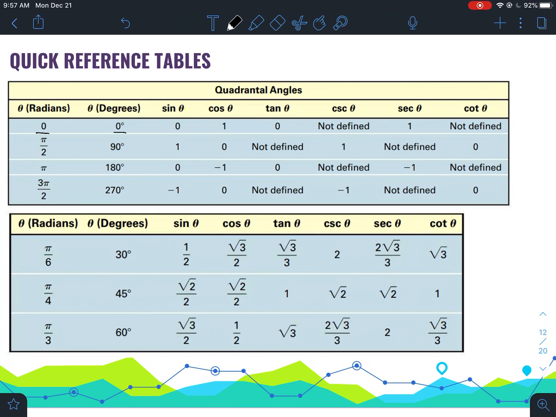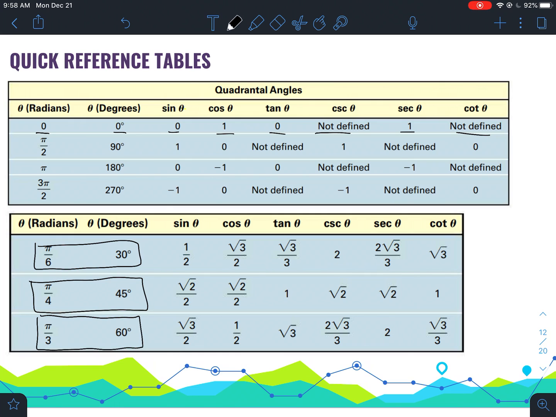So these are the tables that you should know, learn to love and memorize. So if you are at 0 degrees or 0 radians, the sine of 0 is 0, the cosine of 0 is 1, the tangent of 0 is 0, and then those are the reciprocal values. And then, so these are all the quadrantal angles. And then the pi over 6, which is 30 degrees, pi over 4, which is 45 degrees, and pi over 3, which is 60 degrees. Those are also listed in this table, and we also listed them up above.